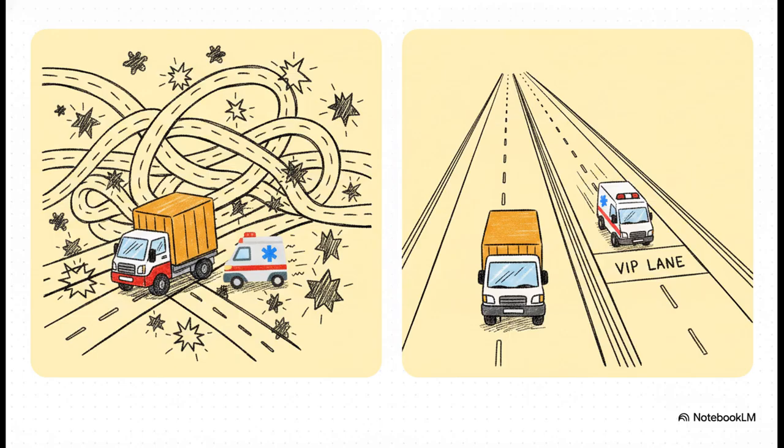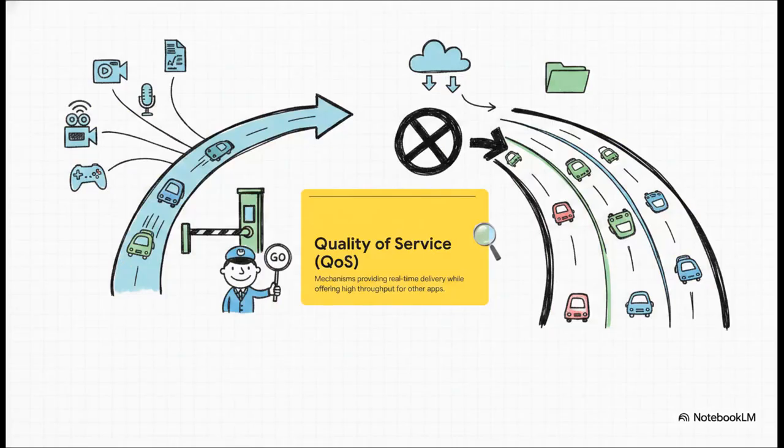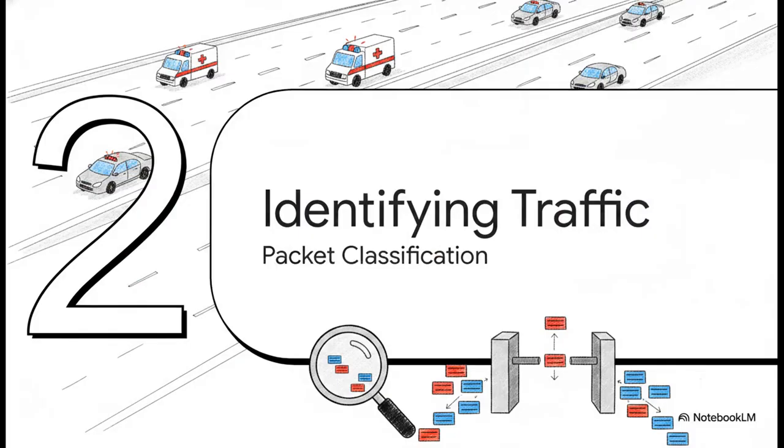The solution to all of this? Quality of service. So to put a formal definition on it, quality of service, or QoS, is the set of mechanisms that reconcile these competing demands. It basically guarantees real-time delivery for specific, sensitive applications while simultaneously offering high throughput for everything else. Think of it as the ultimate system of traffic cops, toll booths, and VIP lanes needed to clear up our digital traffic jam. Section 2, identifying traffic, also known as packet classification.